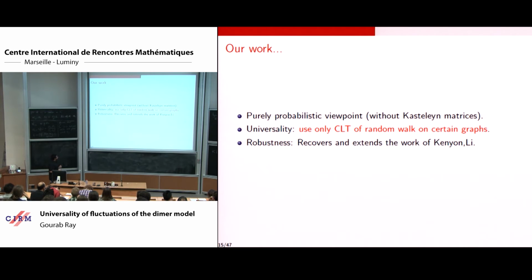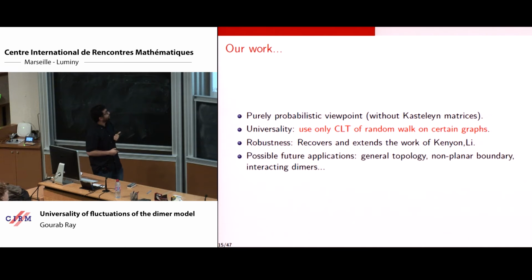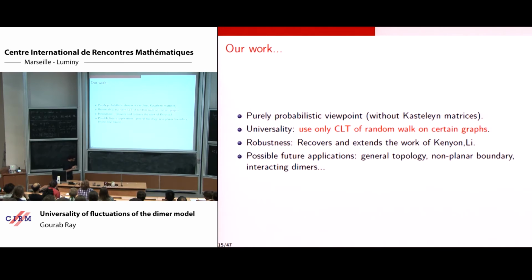And it also, for example, recovers the work of Kenyon and Lee. So Lee worked on isoradial graphs, and on isoradial graphs, it's very easy to prove the central limit theorem. So the height function convergence of the work of Zhang Yang Lee would be recovered by this method. Also, the work of Kenyon on domino tilings, using the central limit theorem on the square lattice, you can recover the result. And we hope there are some possible future applications.